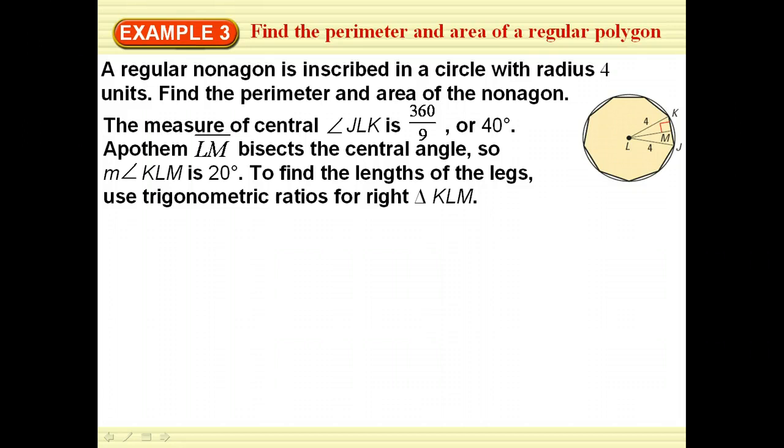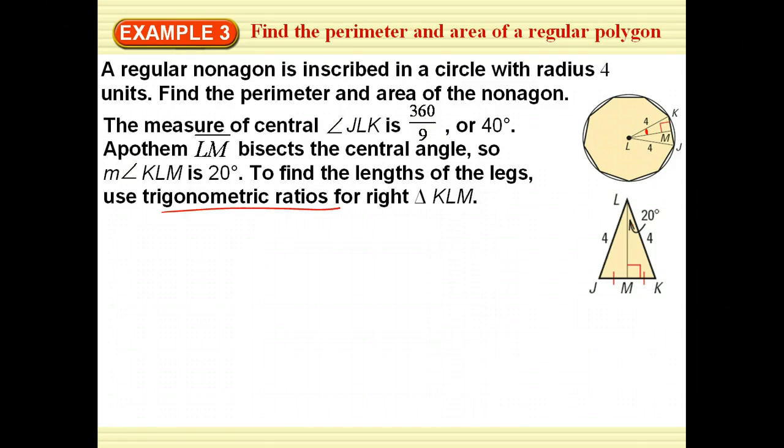So the measure of the central angle, since this has 9 sides, is 360 divided by 9, which is 40, which makes this part in here simply 20. So when I take this triangle and bring it out here and look at it, if my central angle is 40, then that angle is 20. Now, if I know an angle and a side, what I need to do is find the other sides by using my trigonometric ratios.